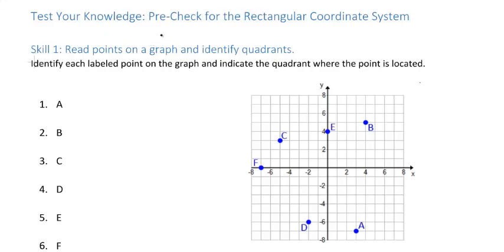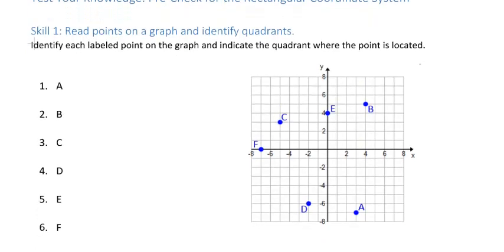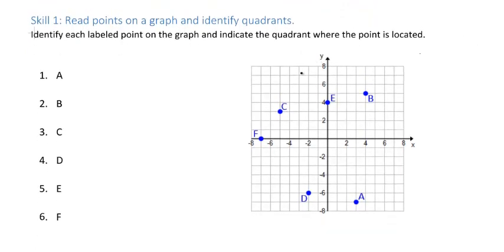I would like to discuss the solutions for the pre-check for the rectangular coordinate system with you. The first skill is to read points on a graph and identify the quadrants. So we are to identify each labeled point and indicate the quadrant where the point is located.